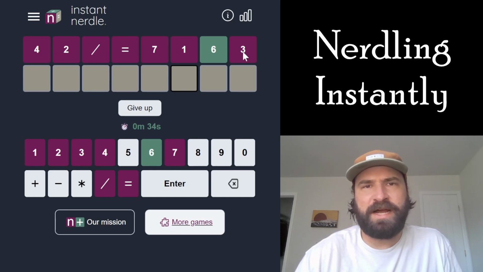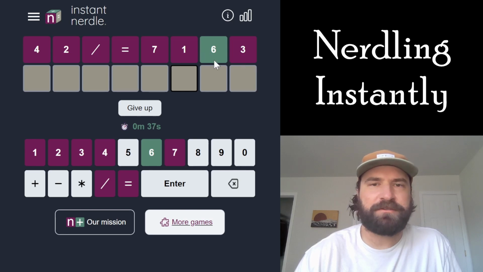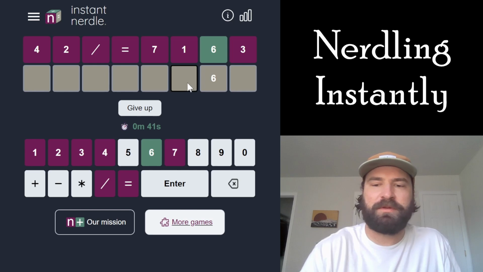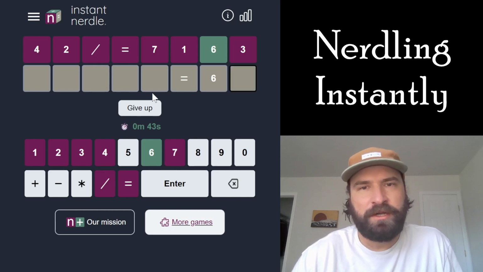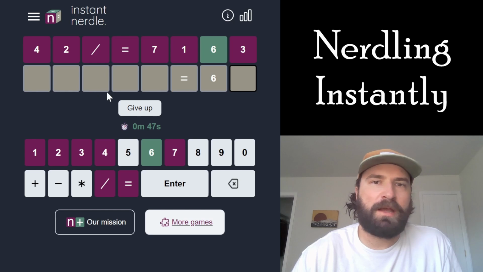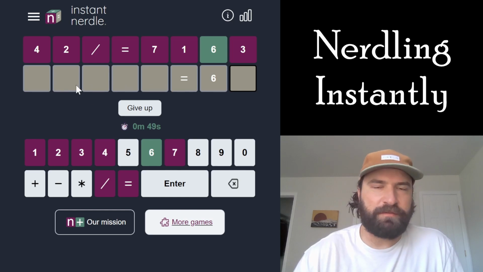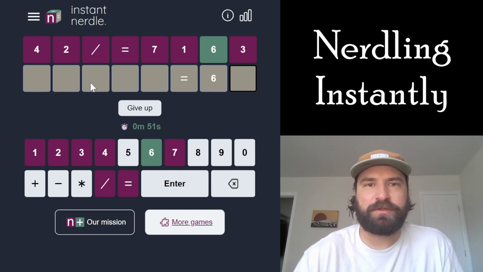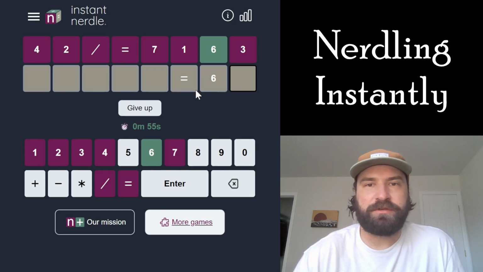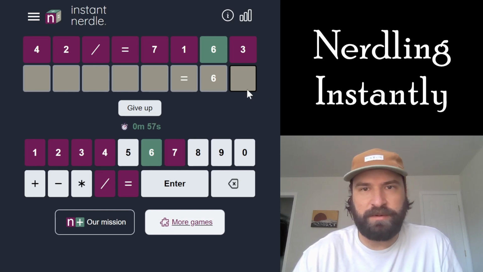So these purple tiles are in the wrong place and the green tile is in the right place. So I know this 6 is absolutely going to go here, which is telling me that this is going to equal a double digit number. There's no way it could equal anything else. It can't equal a triple digit number because we don't have enough characters to do that. We can't do a double digit divided by a double digit equals a triple digit. That's not possible. So this number has to stay kind of small.